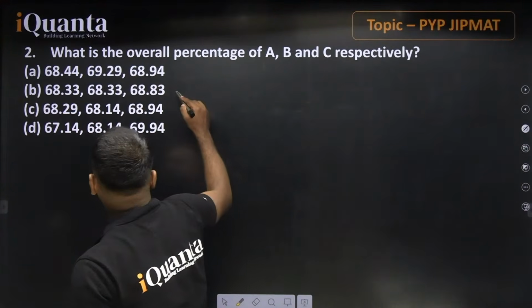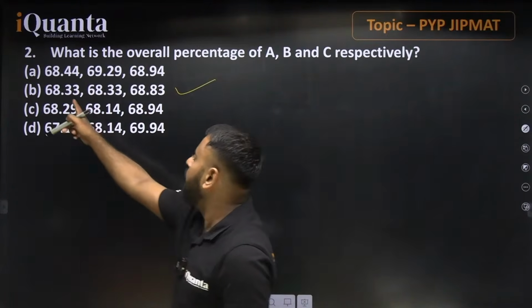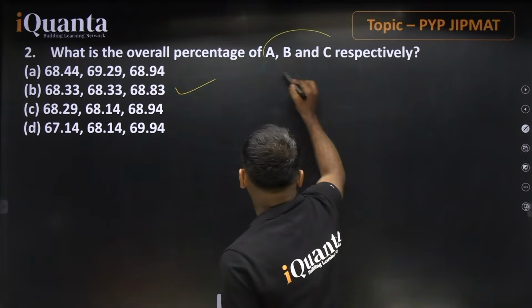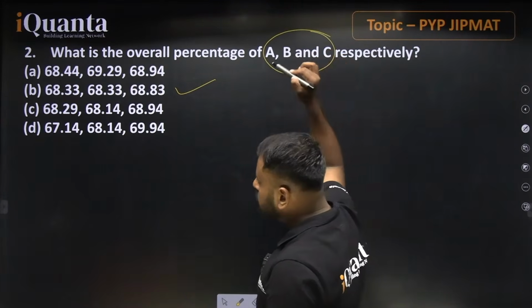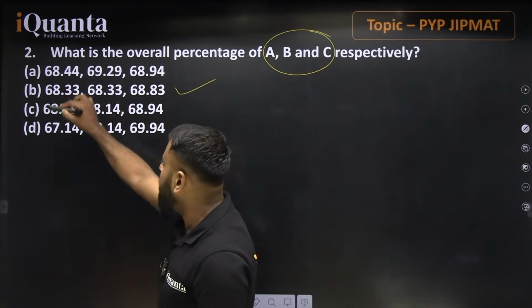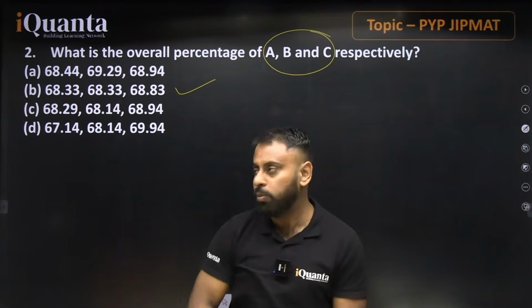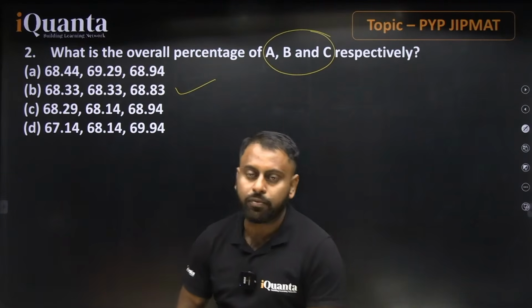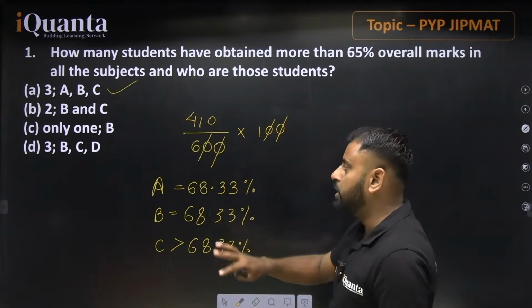So this is the correct answer, 68.33, 68.33, because the question is talking about A, B and C respectively, and we know that A and B are securing the same marks. We don't have any other option bearing the same values. 68.33 and 68.33 is only option B, which satisfies the given condition. So here the value will be equal to 68.33, 68.33.